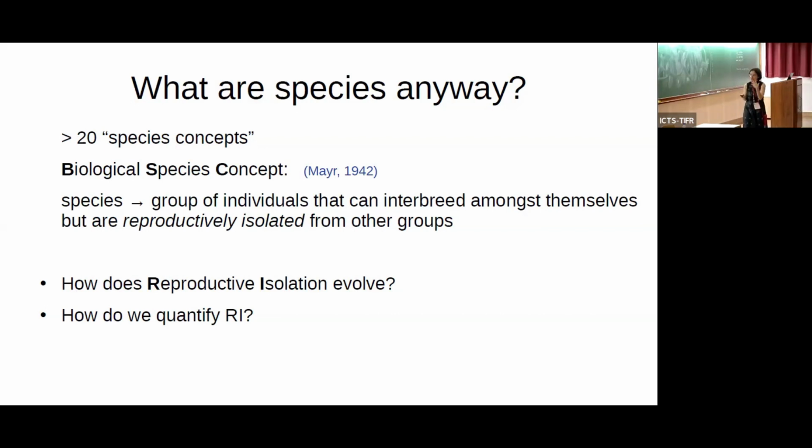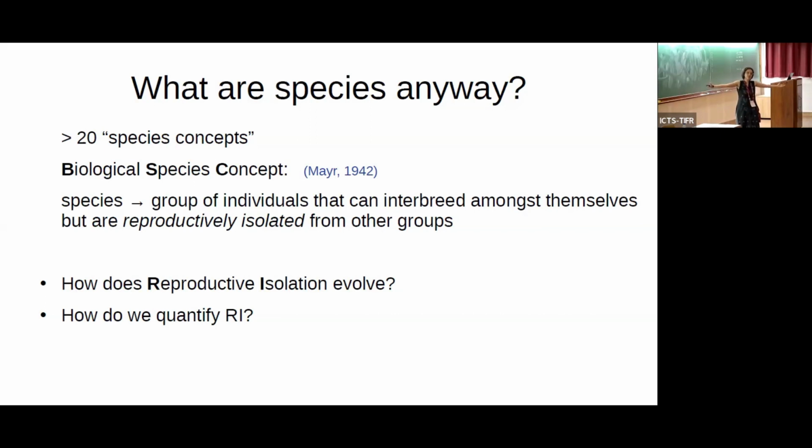But one of the definitions that has proved to be really influential in evolutionary genetics is the so-called biological species concept. This is not useful in practice to define species, but it gives a way of thinking about the processes that lead to speciation. Under this concept, a species is basically a group of individuals that can interbreed amongst themselves, that is, they can produce viable offspring.